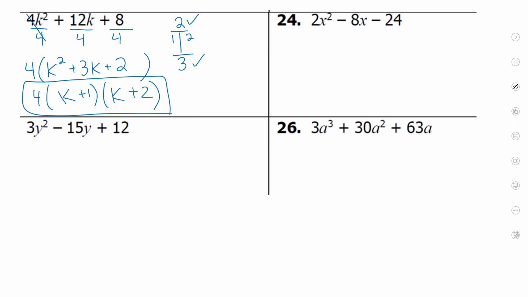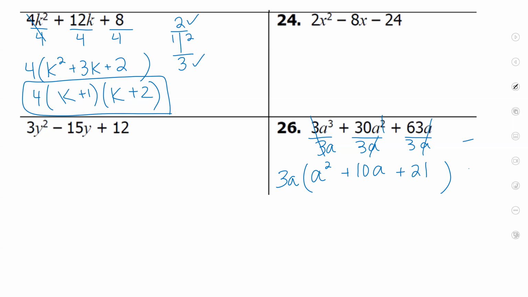Do you guys need another example of this kind? Okay, I'll do this one. What can all of these be divided by? 3. 3 and what else? They all have an a, don't they? So we're going to also divide by a. So 3a will go on the outside. That cancels. How many a's am I left with? Yep, a squared. 1a cancels out with one of those a's. And 30 divided by 3 is 10. Those a's cancel. 63 divided by 3 is 21.